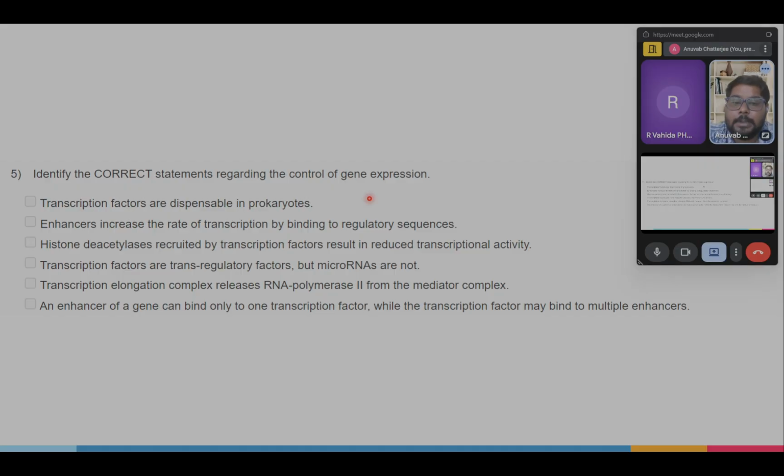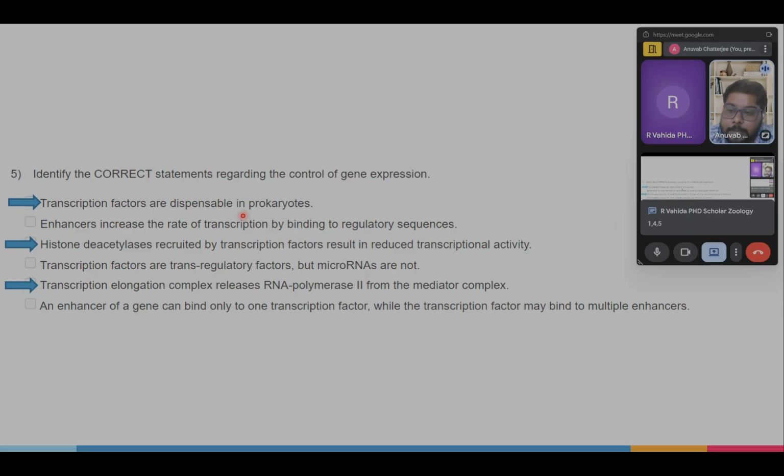So let us look at it. The first option, transcription factors are dispensable in prokaryotes, is true. In prokaryotes, it works out a bit differently, or rather completely oppositely to how it works in eukaryotes. In eukaryotes, most of the genes are in the off position, so there is no transcription in most genes to begin with. Only when enhancers are bound by transcription factors do we have transcription.